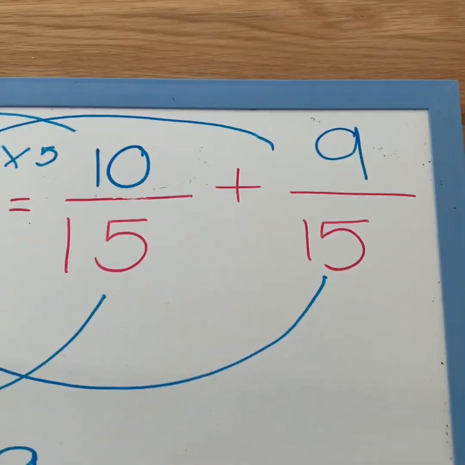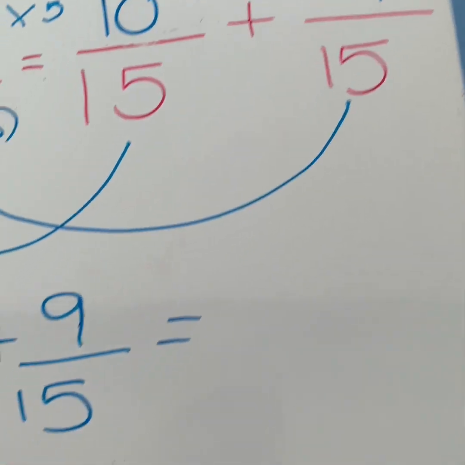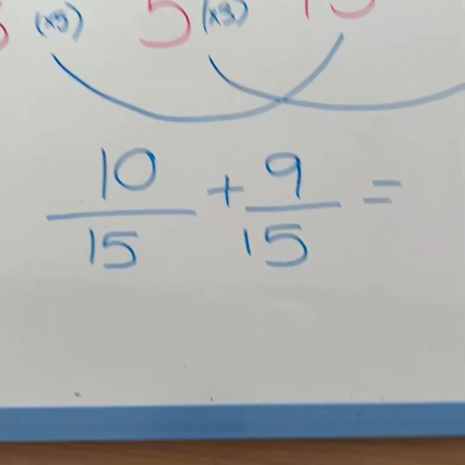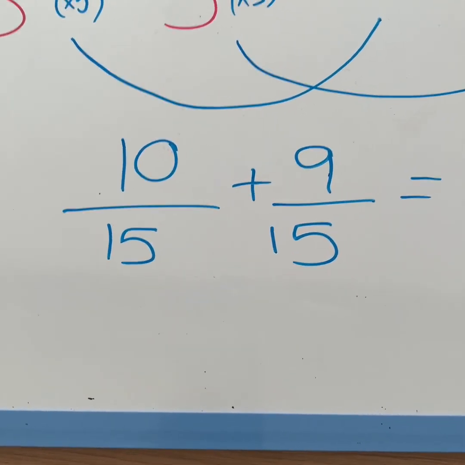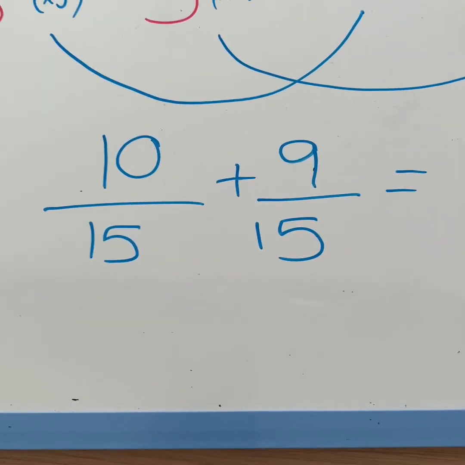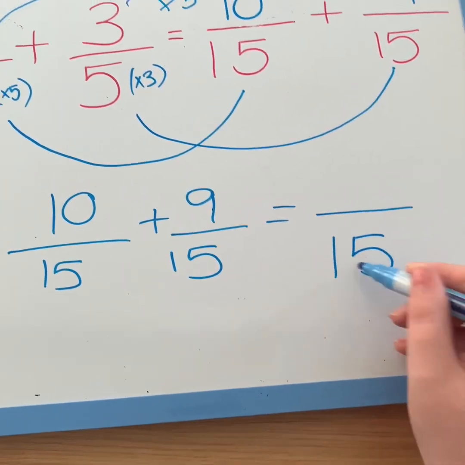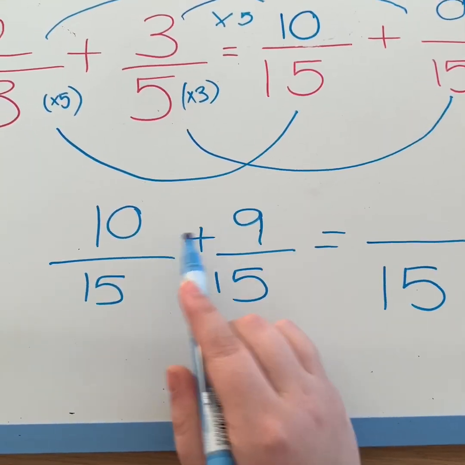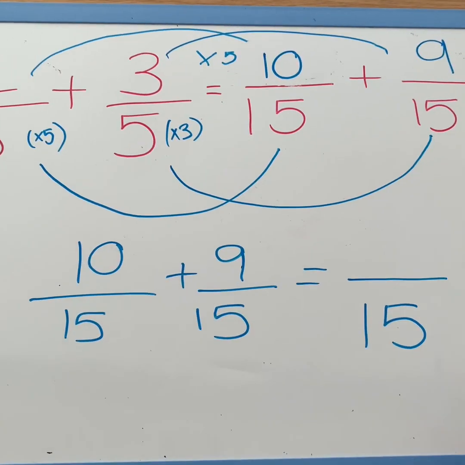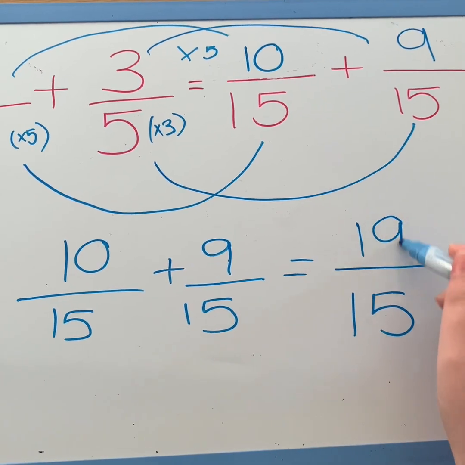Now it's much easier to add our fractions. So I've rewritten our fractions out here. We have 10/15 add 9/15. And as our denominators are exactly the same, we only need to add our numerators. So 10 add 9 is 19.